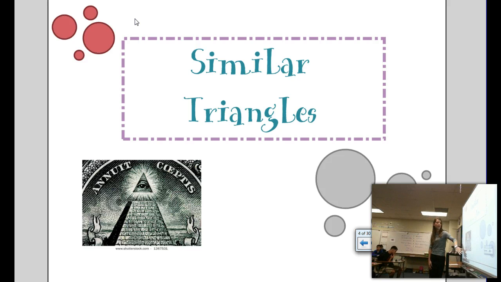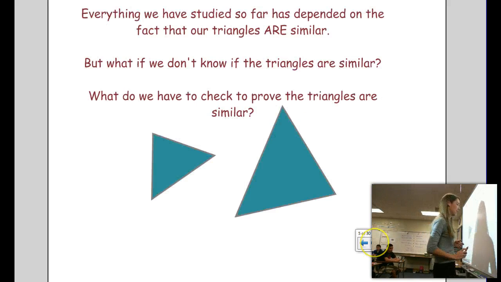Why is this picture on here? Because it's a triangle and that's it? That's the only reason? Because it's two of them. Similar shapes. Similar triangles? So this triangle on your dollar bill is similar to the whole triangle on your dollar bill. So that's why it's there. Similarity on your currency. Imagine that.